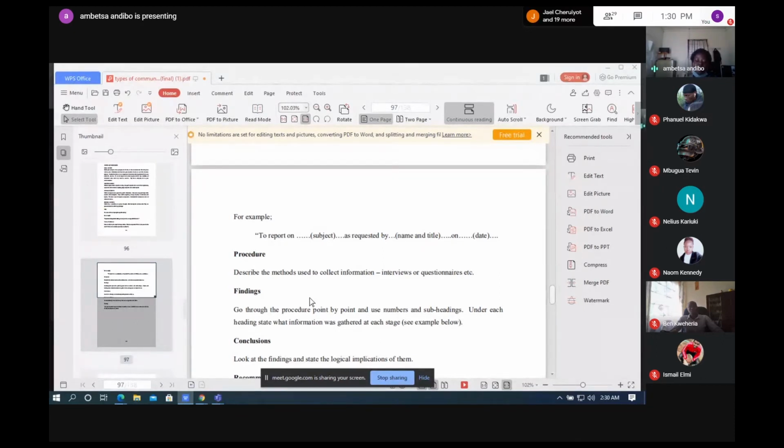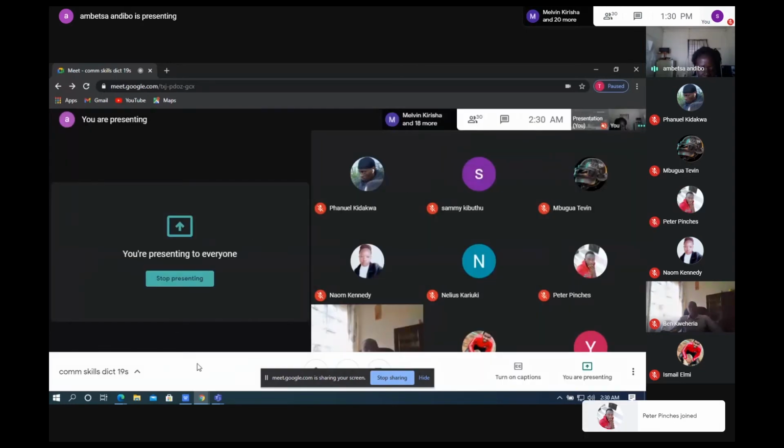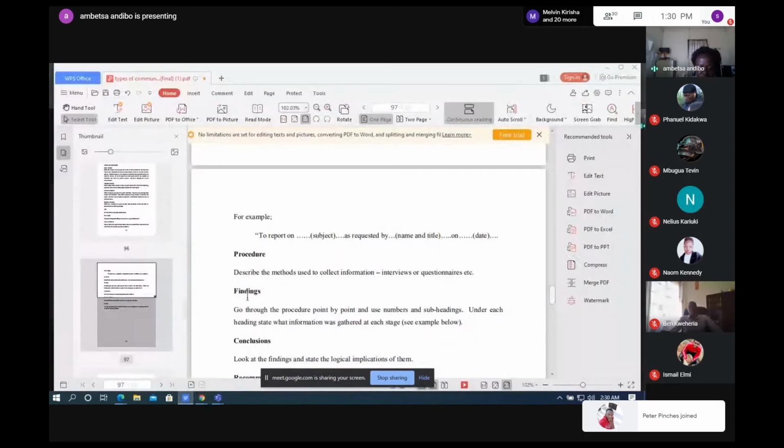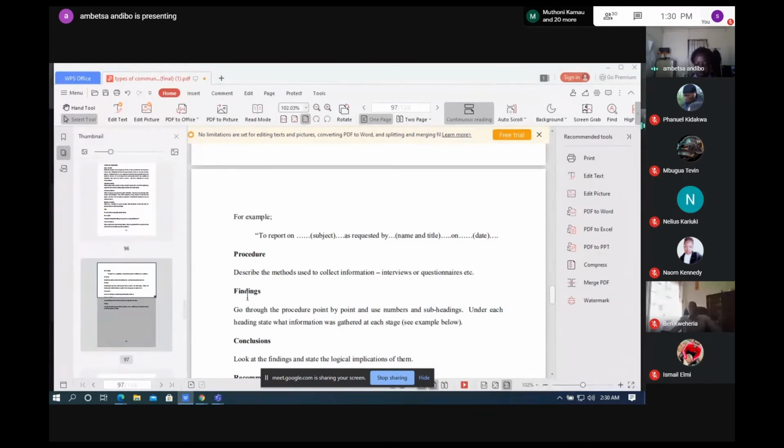Now, don't go for observation if, first of all, you need to distance yourself from the subject. Don't go for observation if you don't have time, because it is a time-consuming activity, observation. Then another disadvantage of observation, you may lose objectivity when you get attached to your subjects. So your objectivity may be lost.